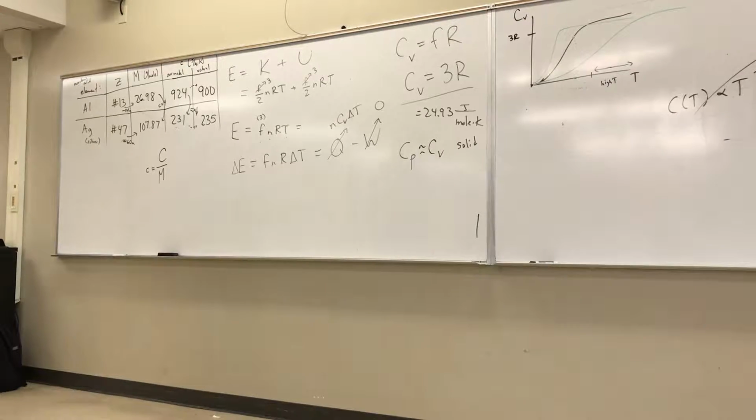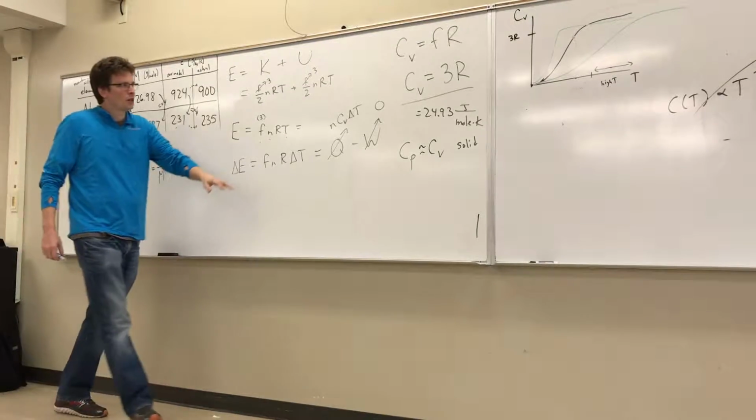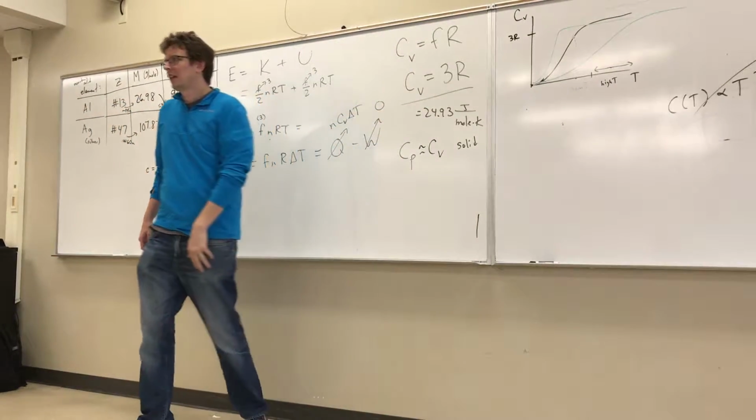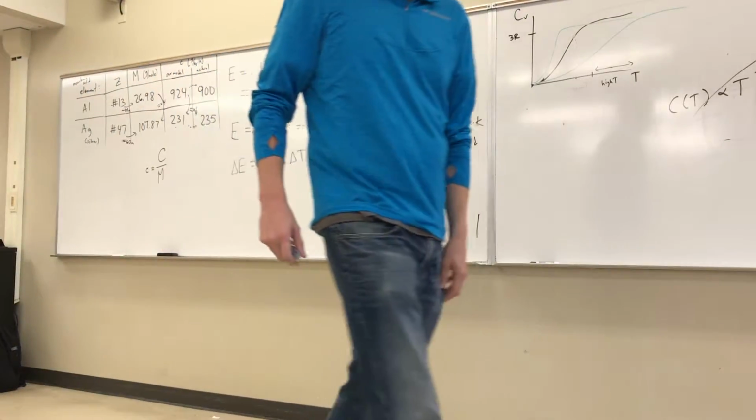So for us, we won't worry about the exact details of how they climb up to 3R and exactly what value they plateau at. This is going to be good enough for us. So if I ask you to estimate the heat capacity of a monatomic solid, we use this model. Are there any questions on that?